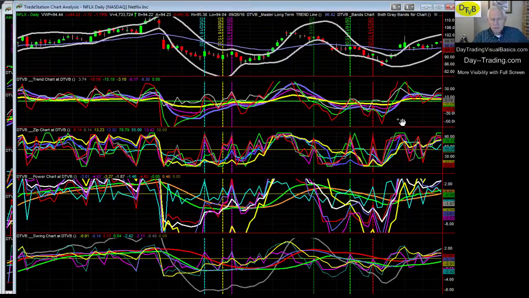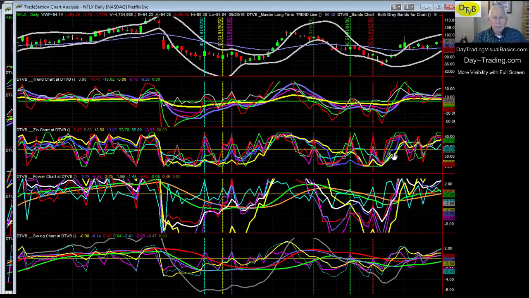And again, just for clarification, so that you understand, a red peak by definition is zip red, and the zip red chart is right here in the middle. And the zip red is above 50 and the zip yellow is under 50, and they are both going up. That is the basic definition of a red peak.